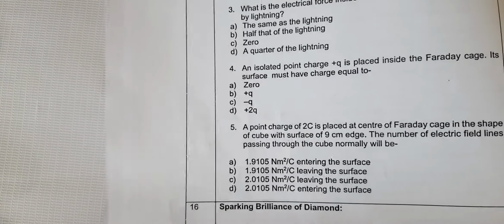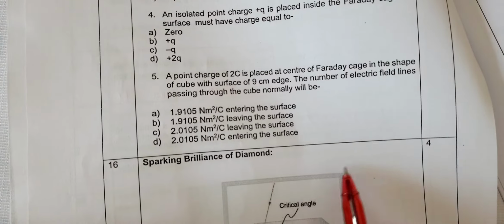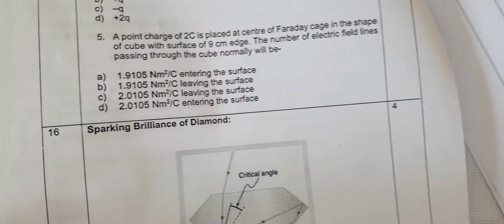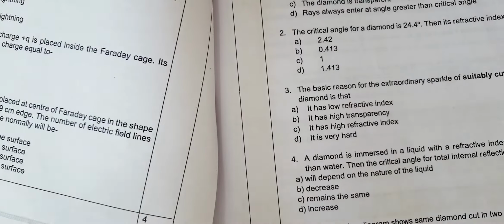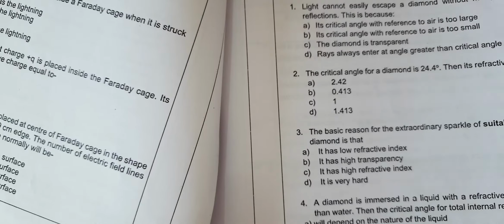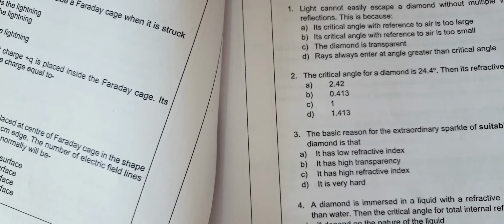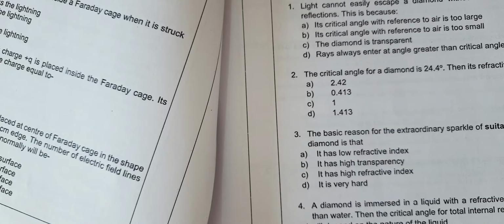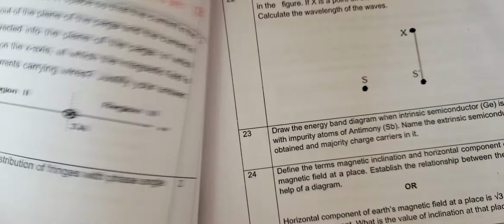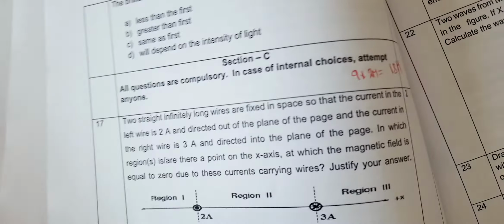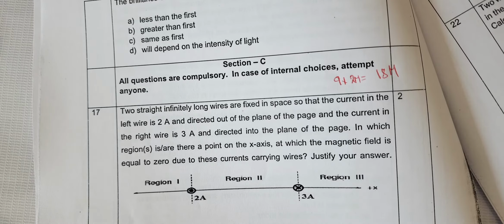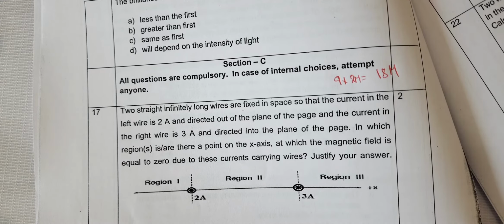Then another case study is given, based on total internal reflection and the diamond. Here again 5 questions are given based on that concept, and you have to answer any 4. But as I suggested, please answer all the 5 questions. And coming to section C. Here all questions are compulsory, as it is already informed at the beginning of the paper itself.